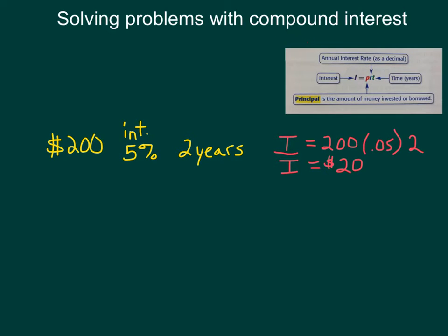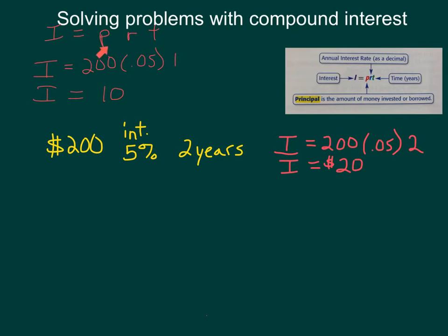So compound means to add on to. So let's figure the interest for 1 year for this loan here. So I used my formula right here to find out how much interest there would be in 1 year. So I plugged in my principal, which was $200, the rate was 5% or 5/100ths, and the time is 1 year. So if I calculate that out, I would find that in 1 year there would be $10 of interest paid.